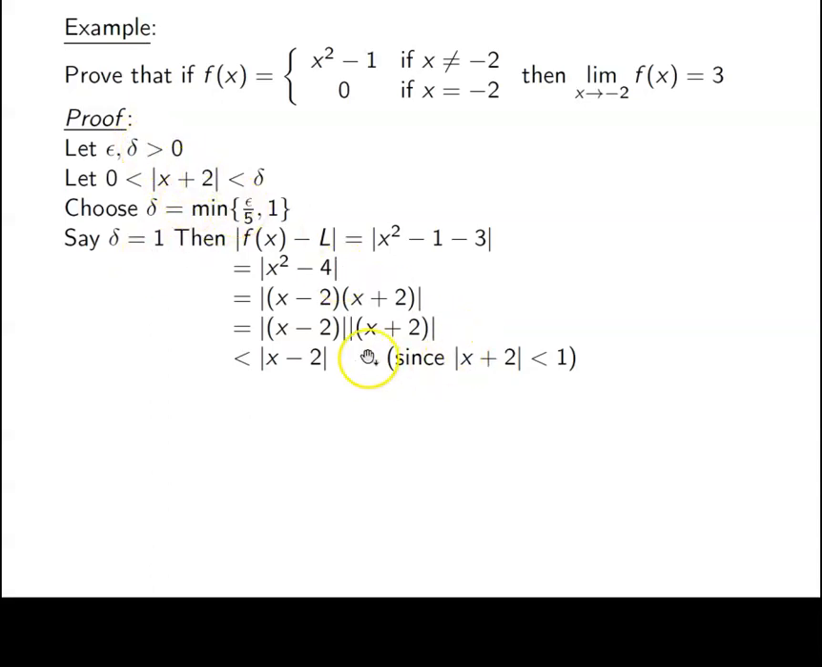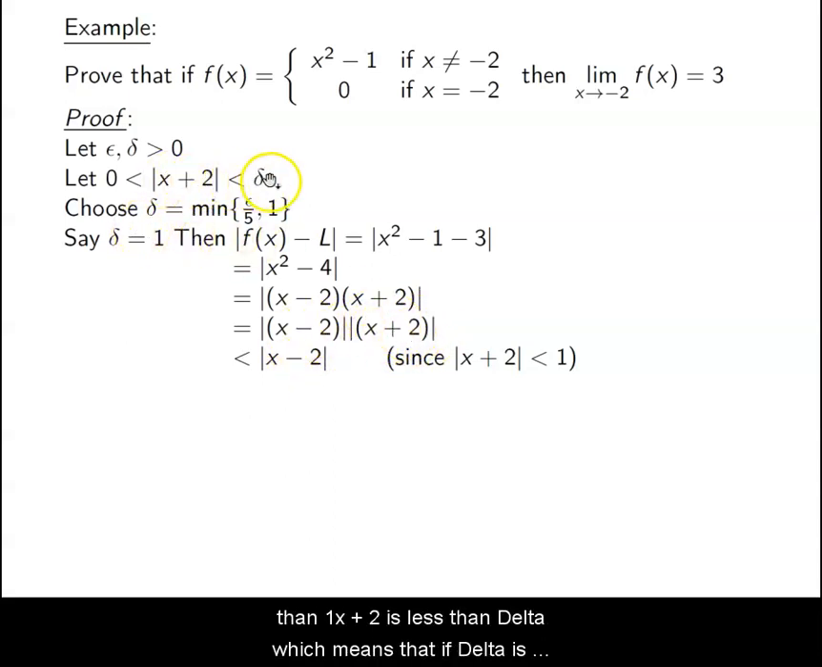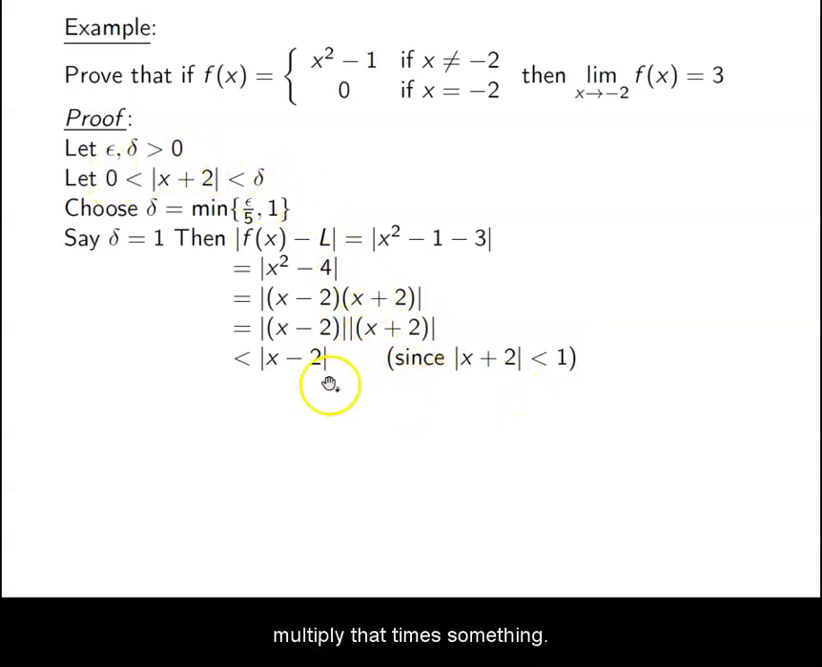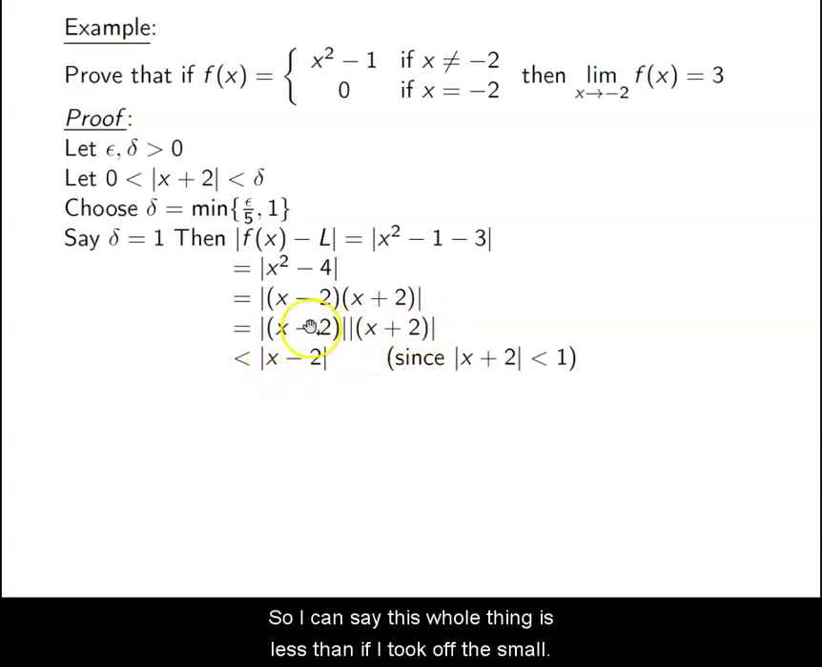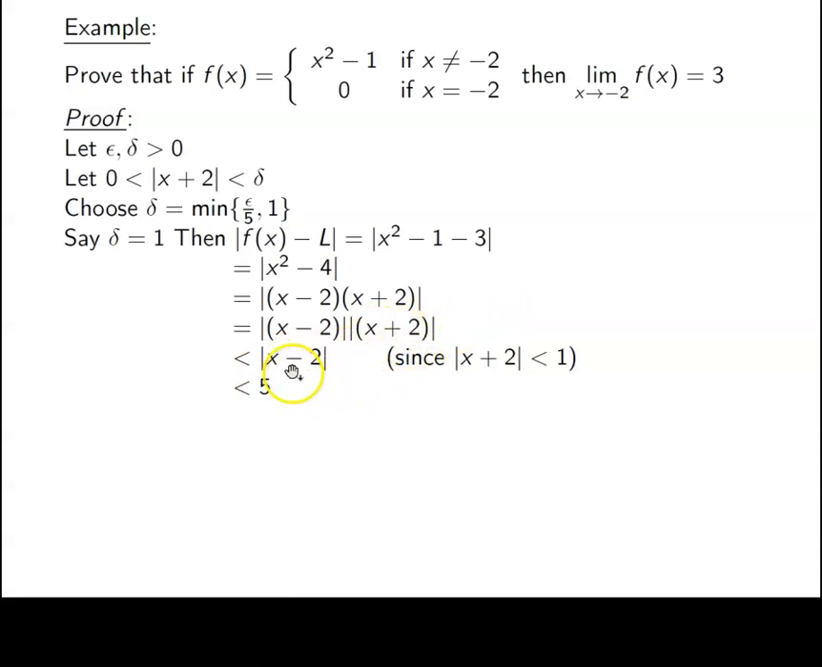If delta is 1, then a small number times a large number times anything is always smaller, right? 1/2 times 5 is something smaller than 5. So if I take off the small number because it's less than 1, x plus 2 is less than delta, which means that if delta is 1, x plus 2 is less than 1. So it's a small value, it's larger than 0, less than 1. If I multiply that times something, it's going to be smaller than the original. So I can say this whole thing is less than if I took off the small part that's being multiplied. And that has to be less than 5. Okay.